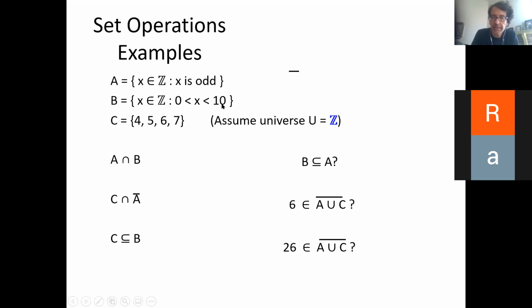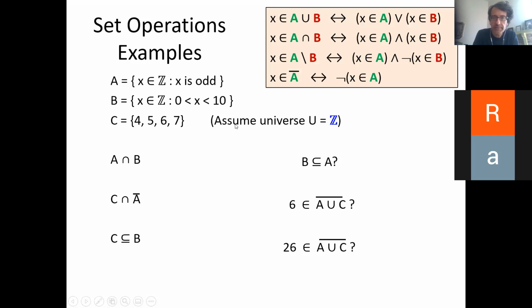X is between 0 and 10, but this is strict inequality, so it's basically from 1 to 9. And here is a set explicitly defined, with 4 elements. So let's look at the intersection of A and B. It's all who are in set A and also in set B. So it's all integers such that first of all, an integer must be odd, and second, it must also satisfy the B set predicate, which is that it is between 0 and 10, or really between 1 and 9. So which odd numbers are in this set?